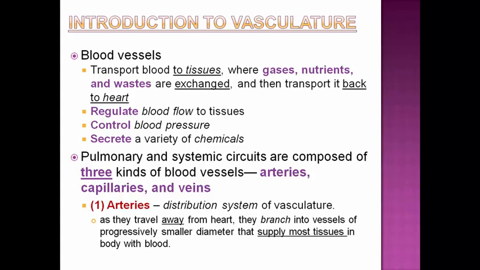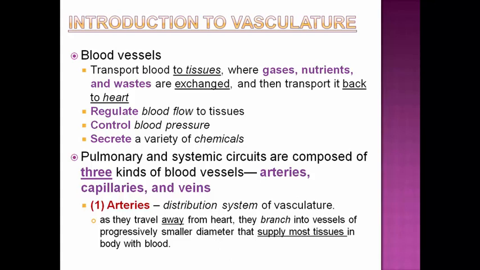But we know that at the tissues, that's where the gases, carbon dioxide and oxygen, are exchanged, and nutrients and waste products are exchanged back and forth between the tissues and the blood. Another thing blood vessels do is regulate how much blood is actually going into the tissues, the rate, also known as the perfusion, the quantity of blood going into those organs. Also, we'll see that some of the vessels are able to control blood pressure by either vasodilation or vasoconstriction.